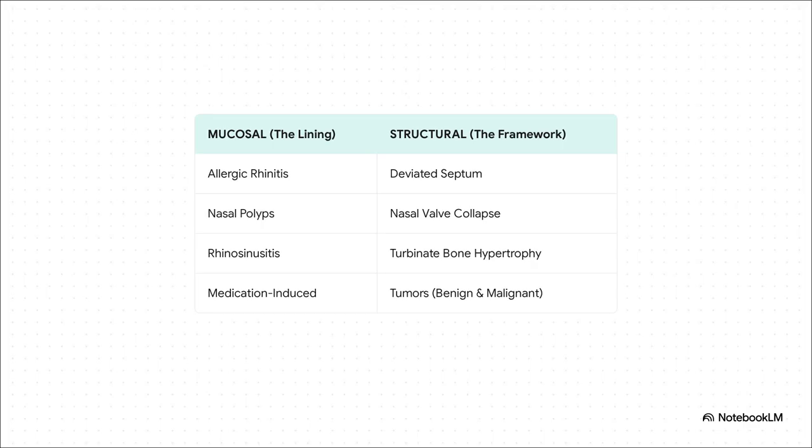And here's what that looks like in practice. On the left, you've got your mucosal problems. This is all about the tissue itself, right? Inflammation from allergies, swelling from a sinus infection, maybe growths like nasal polyps. But on the right, you've got the structural issues. This is pure anatomy: a crooked septum, a weak spot that collapses when you breathe in, or just big, bony structures taking up space. This is your mental model, your first sorting hat for every patient.